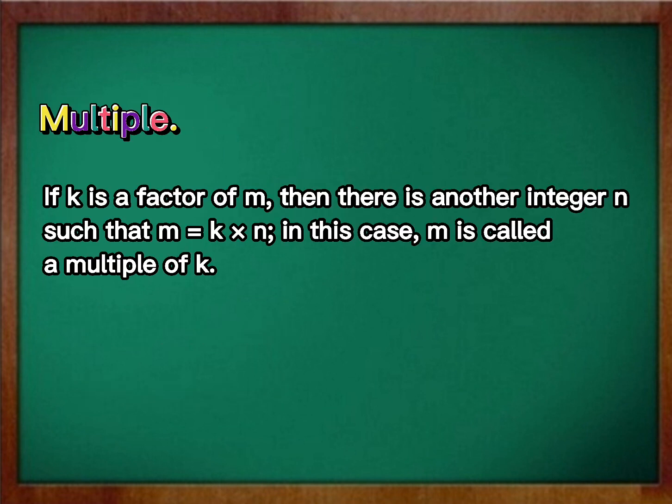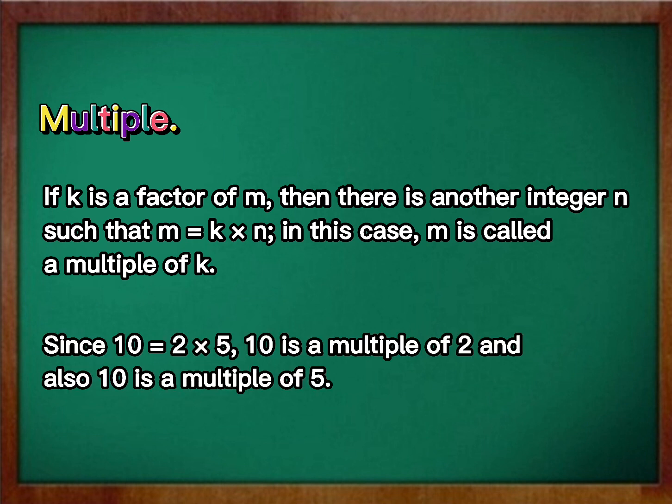Multiple. If k is a factor of m, then there is another integer n, such that m equals k times n. In this case, m is called a multiple of k. Since 10 equals 2 times 5, 10 is a multiple of 2, and also 10 is a multiple of 5. Any integer is a multiple of each of its factors.